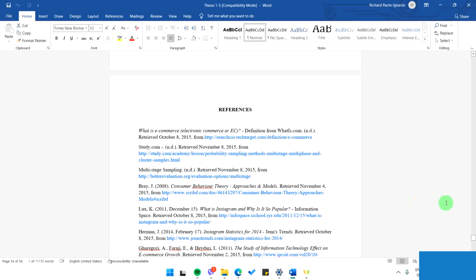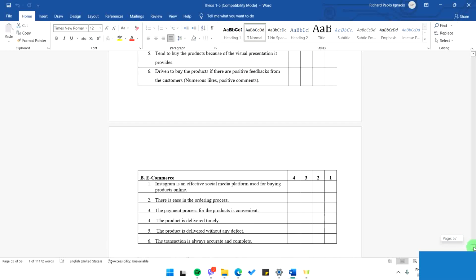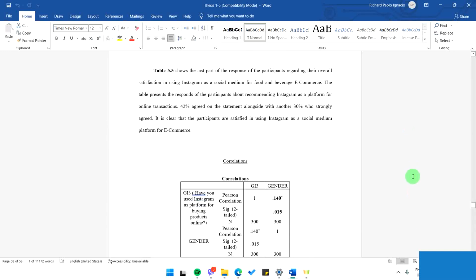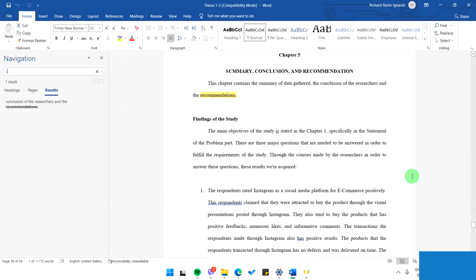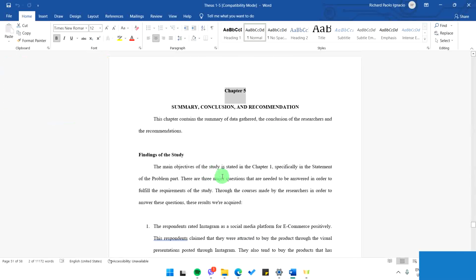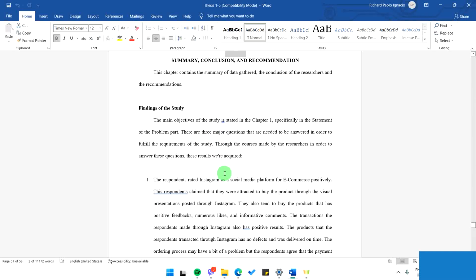And also we'll be tackling as well the last few pages of your paper. Kung ano ba talaga dapat yung magiging laman niya. So without further ado, let's go with chapter 5. Let's discuss the three parts of the chapter 5. First, we have the findings of the study.